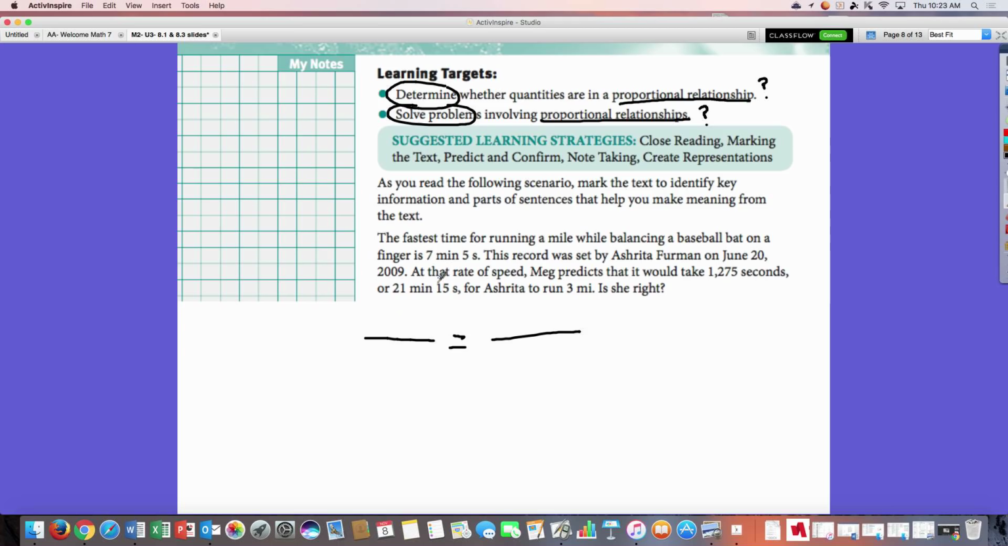So this time is for what? She's got 7 minutes and 5 seconds, and that was running 1 mile, right? And here's 21 minutes and 15 seconds for 3 miles. Well, 1 times 3 is 3. Is 7 minutes and 5 seconds times 3 equal to that? Yeah. 7 minutes times 3 is 21 minutes. 5 seconds times 3 is 15 seconds. So that's a giant yes. She's right. Those are proportional.